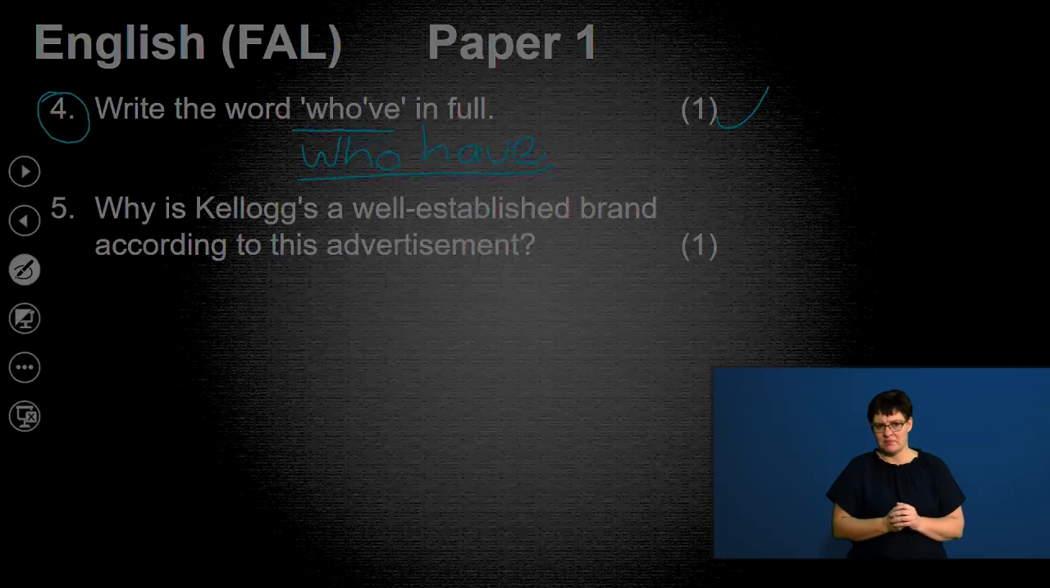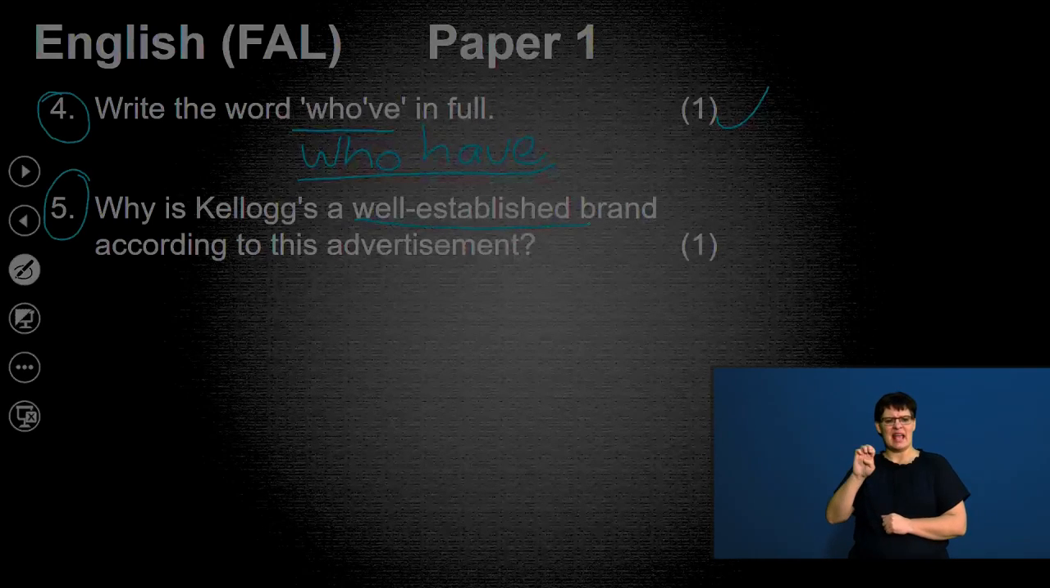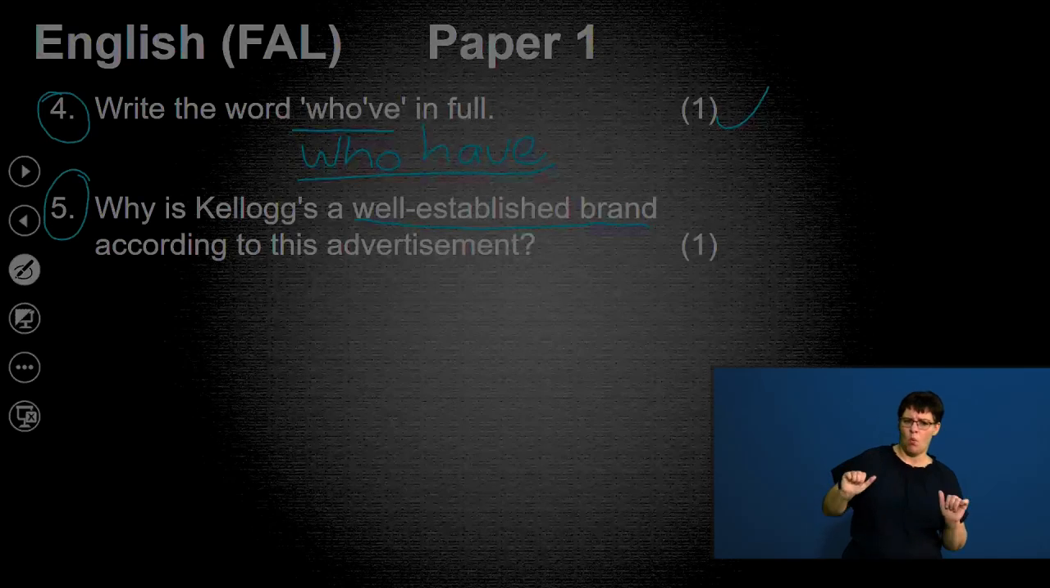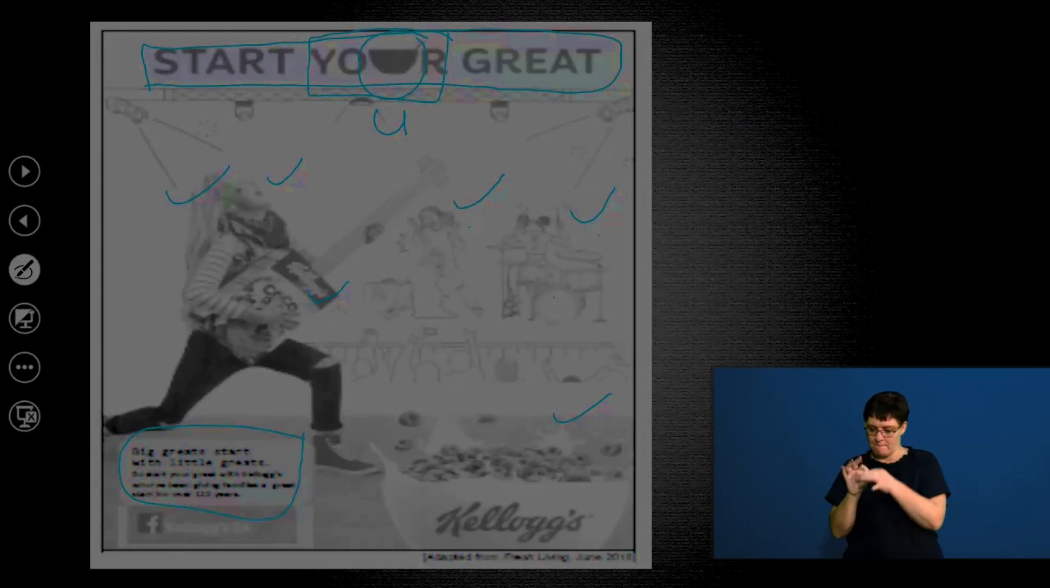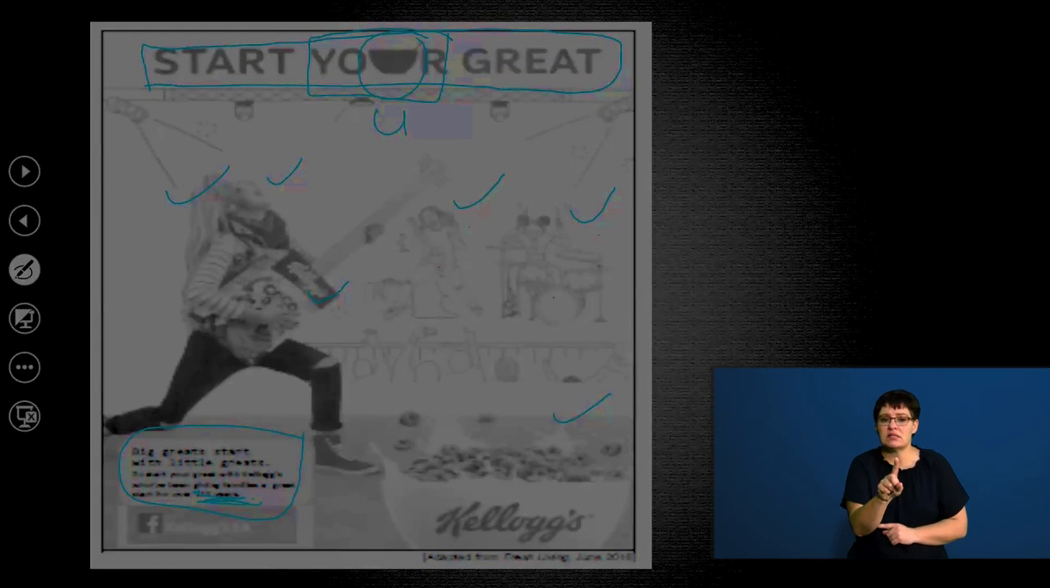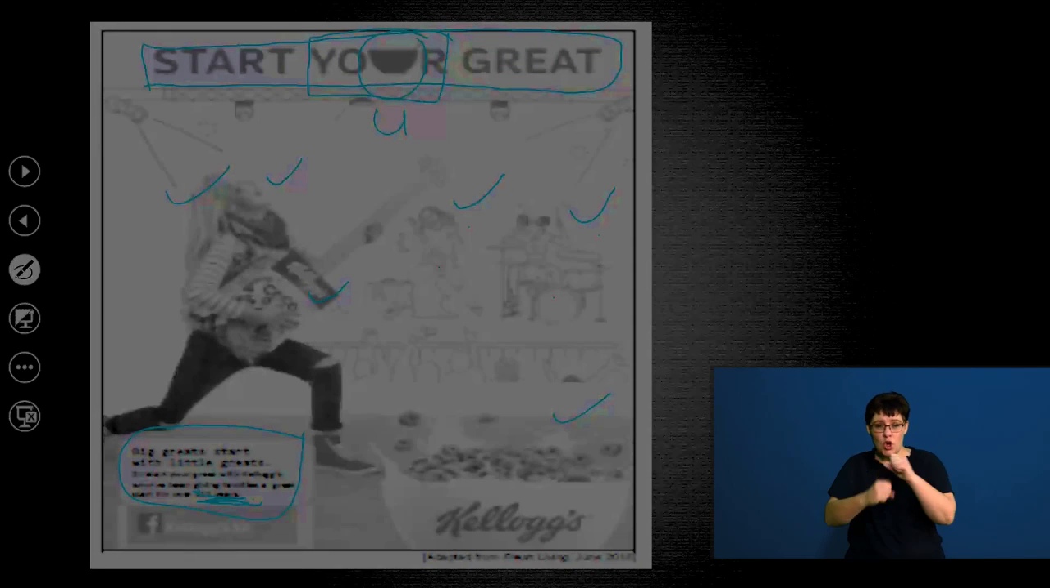And then question 5. Why is Kellogg's a well-established brand according to this advertisement? We're basically looking for information in our advert, and if you go down here, it's not very clear, but here it says how old the product is. So Kellogg's has been in existence for 110 years. That tells you that it has been doing well, and obviously it provides what is expected of it.